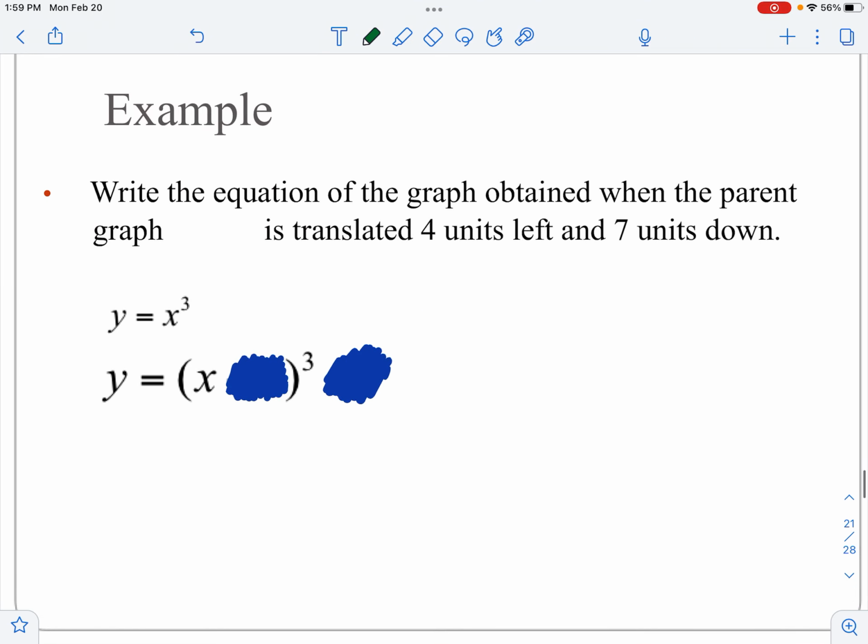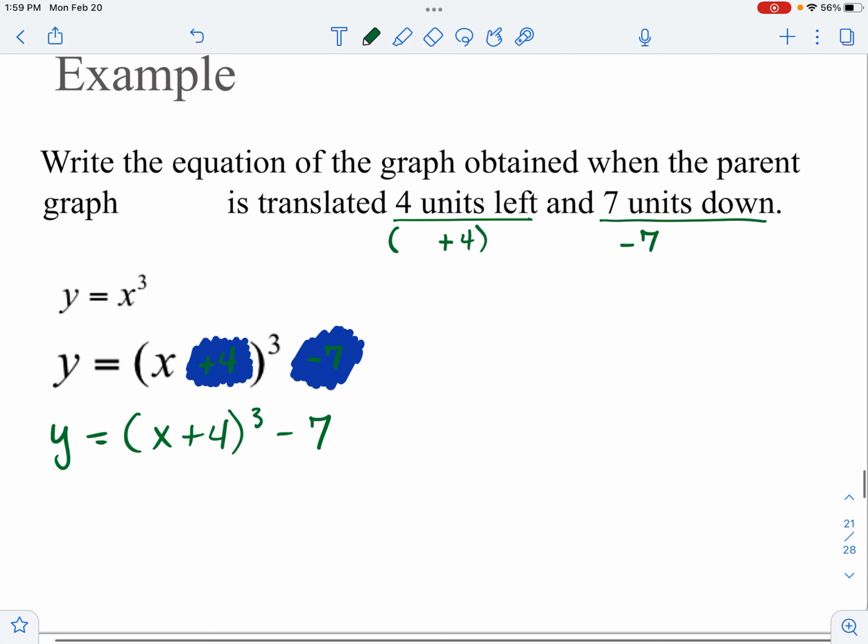Again, let's look at a couple more review type questions. We have y equals x to the third, and we want to translate this 4 units to the left and 7 units down. To do 4 units to the left, we know that we need to have a plus 4 inside of our parentheses, and 7 units down, we have to have a minus 7 on the outside of our parentheses. So this would be y equals x plus 4 to the third power minus 7.